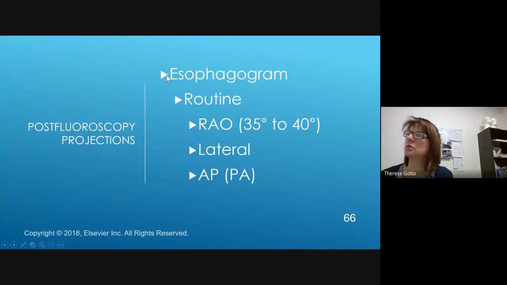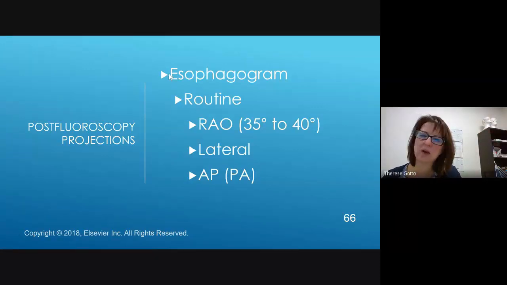Okay, your routine. So we're going to start with your esophagram. Okay, so your patient's NPO. You're going to have a routine protocol of an RAO, and that's going to be oblique 35 to 40 degrees. You'll do a lateral and you'll do an AP or a PA, whatever your doctor prefers, one of those views.